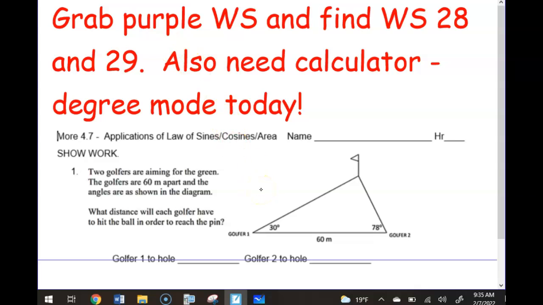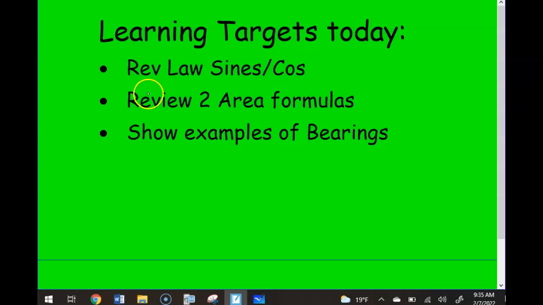So worksheet 28 and 29, we didn't quite finish when we had our remote week because there were a couple questions on bearings, and I'm going to go over those today. Anyway, you are going to finish this worksheet for homework tonight, the purple one. Okay.